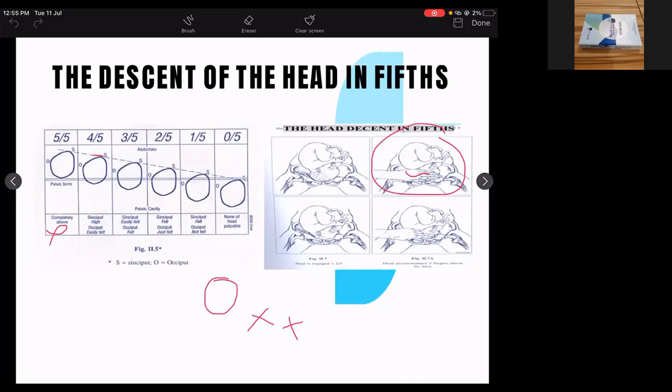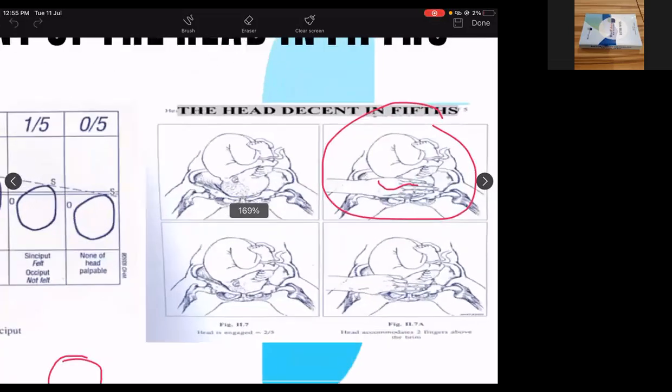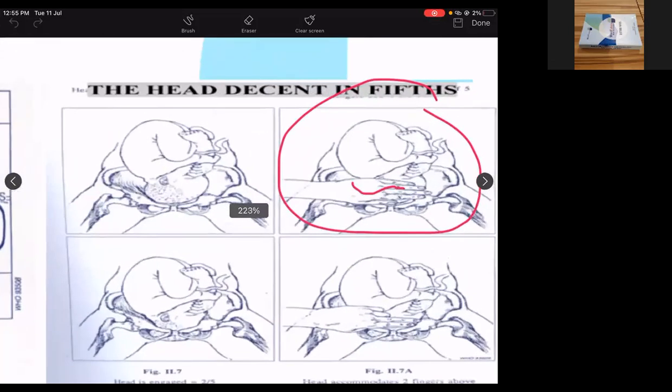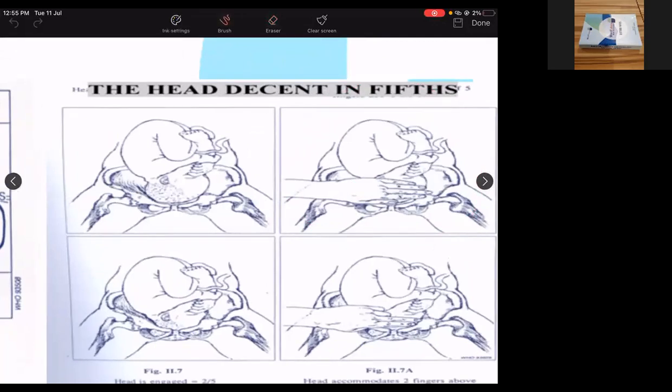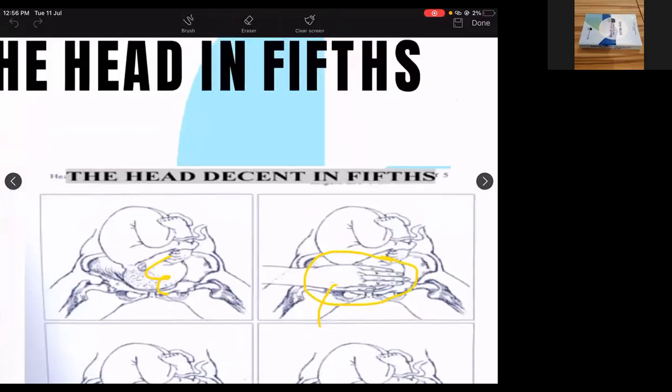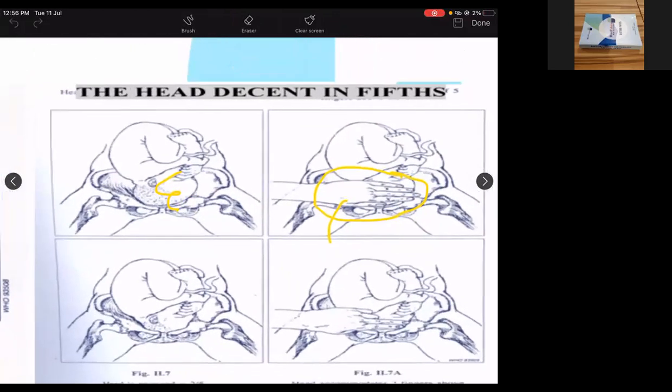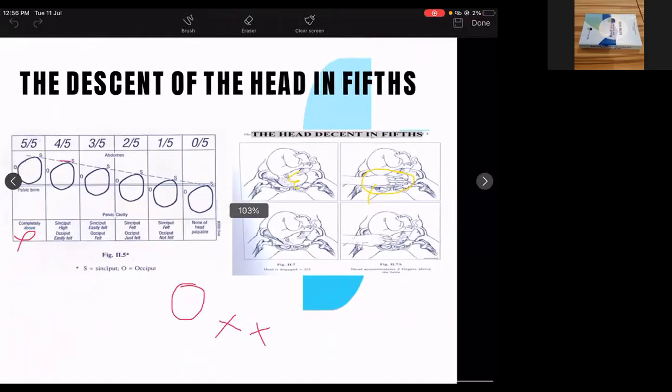So when you feel that, just like it is demonstrated here, you put your palm, these are your 5 fingers, and this is the head here. So if you put your palm and all your fingers can feel the globular structure, which is the head, that means the head has not descended into the pelvis. So that is 5/5, meaning all your fingers can feel the head. So that is where you have this 5/5.